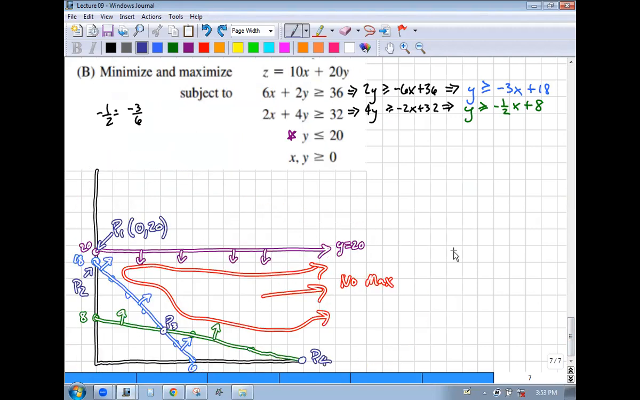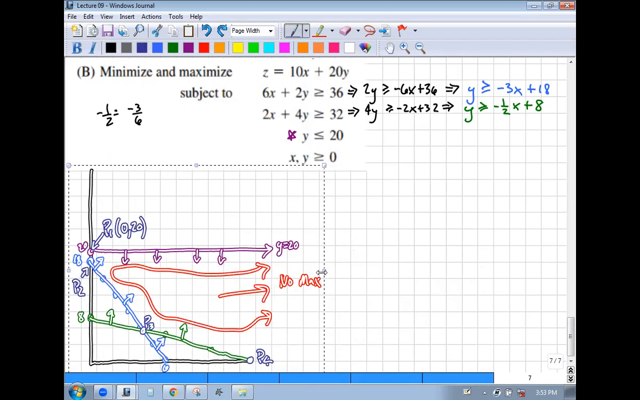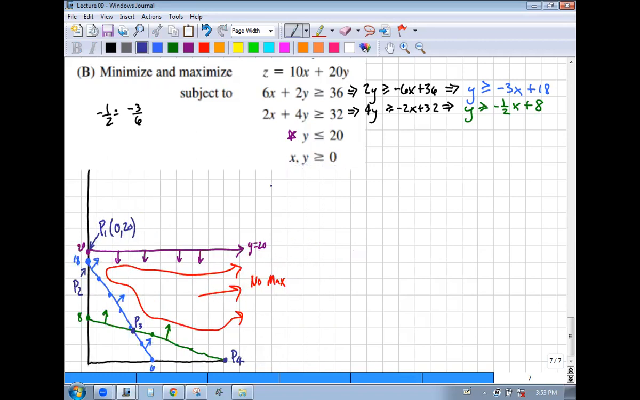I'm going to shrink this so I have room. So P1, our Z value, I replace X with 0 and Y with 20. I get 20 times 20. 2 times 2 is 4, and there's 2 zeros. So that's for point 1.